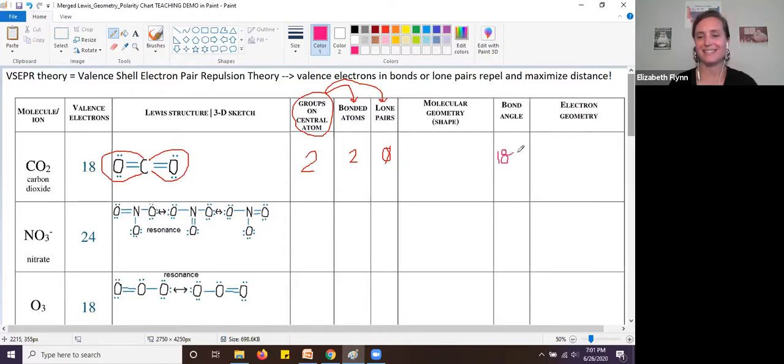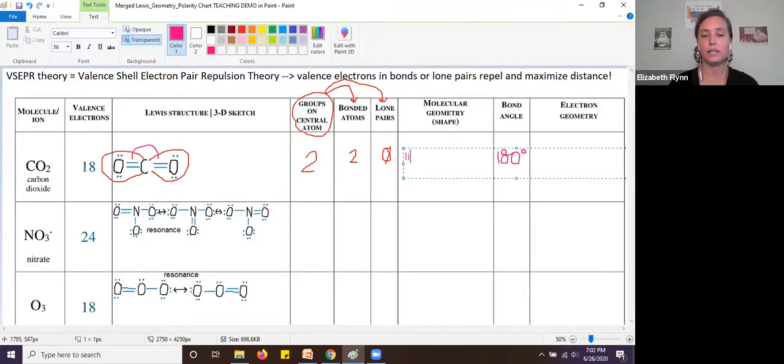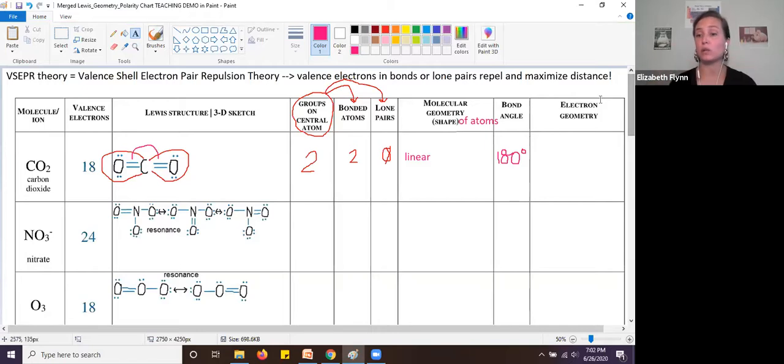I'm drawing this in pink here. Hopefully you can see that difference, but here's the bond angle. And the molecular geometry, the shape of the atoms, is what we call the molecular geometry. The shape of the atoms is called linear. And this is the shape of the atoms in the molecule. Next time we'll talk about the shape of the electrons and the atoms in the molecule, which we call electron geometry. But today we stick with just the atoms, okay.